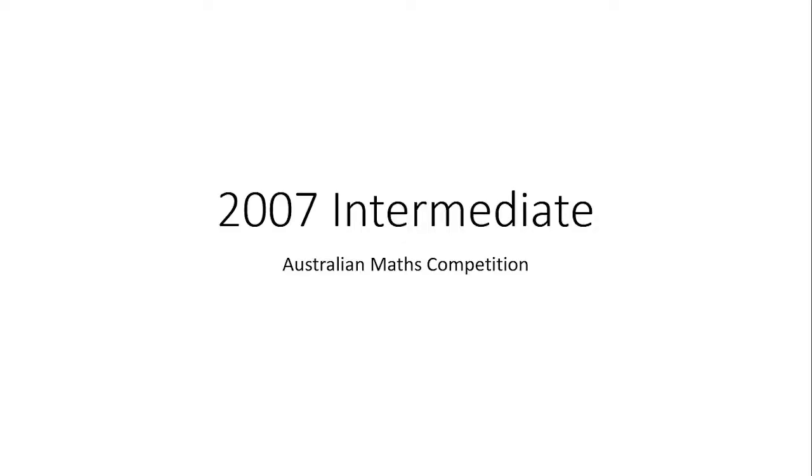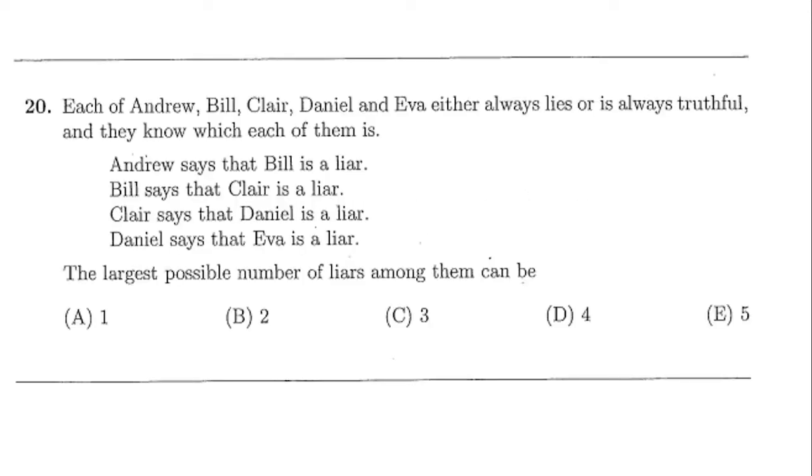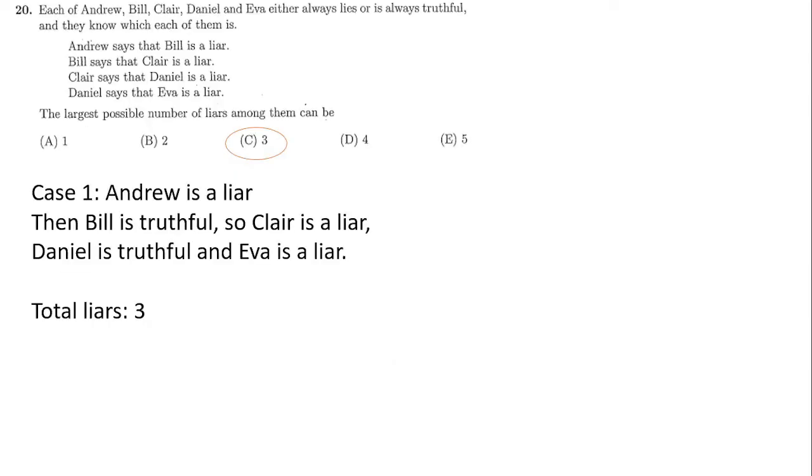Hi everyone, today I'll be going through questions 20 to 30 of the 2007 Intermediate Australian Maths Competition. Each of Andrew, Bill, Claire, Daniel and Eva is either always a liar or always truthful, and they know which each of them is. Andrew says that Bill is a liar, Bill says that Claire is a liar, Claire says that Daniel is a liar, and Daniel says that Eva is a liar. What is the largest possible number of liars amongst them?